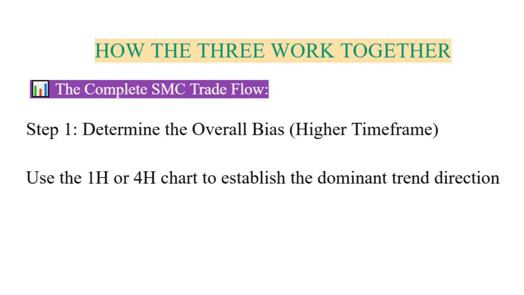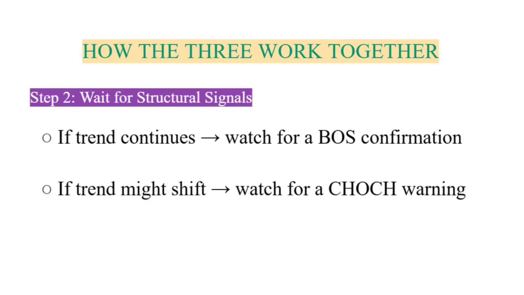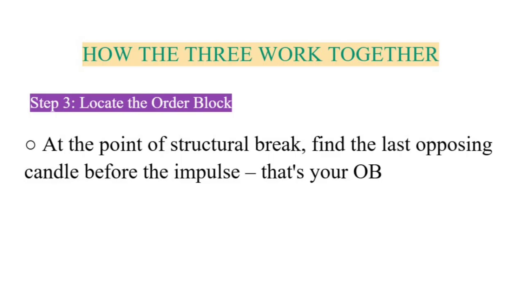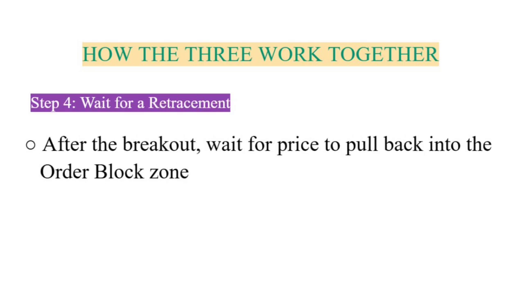Step 1. Determine the overall bias, higher time frame. Use the 1-hour or 4-hour chart to establish the dominant trend direction. Step 2. Wait for structural signals. If trend continues, watch for a BOS confirmation. If trend might shift, watch for a CHOCH warning. Step 3. Locate the order block. At the point of structural break, find the last opposing candle before the impulse. That's your OB.